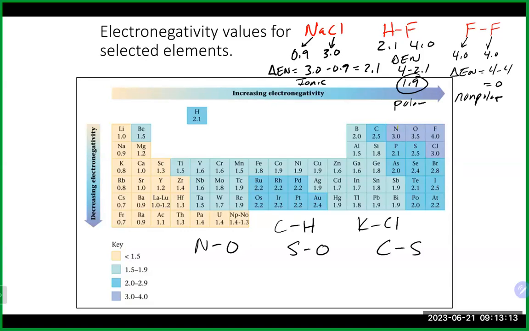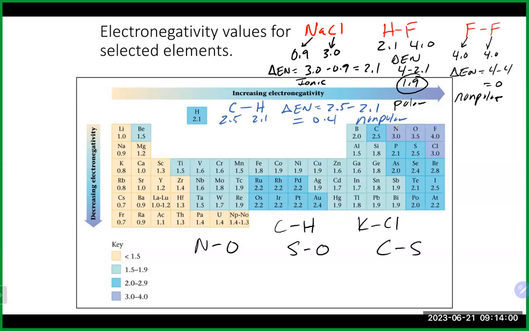Okay, let's take a look here. We'll start with the carbon hydrogen. So carbon is 2.5, hydrogen is 2.1. So when we do our difference here, it's going to be 2.5 minus 2.1. That's going to give us a 0.4 difference. That would make it polar, nonpolar, ionic? Should be nonpolar. That's really the reason why it goes up to 0.4, because most organic compounds are carbons and hydrogens, and they're nonpolar. So that's sort of the cutoff there. In reality, even though it's being shared equally, the carbon is pulling a little bit more than the hydrogen, but not to the extent that it'd be considered polar in this case.